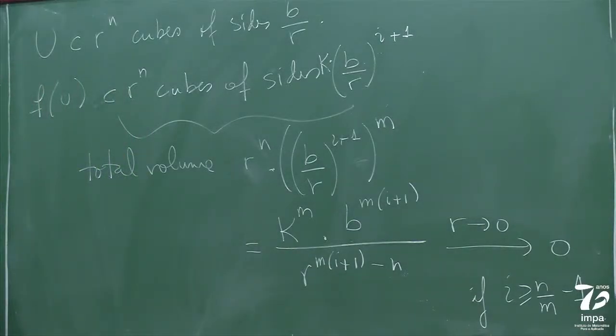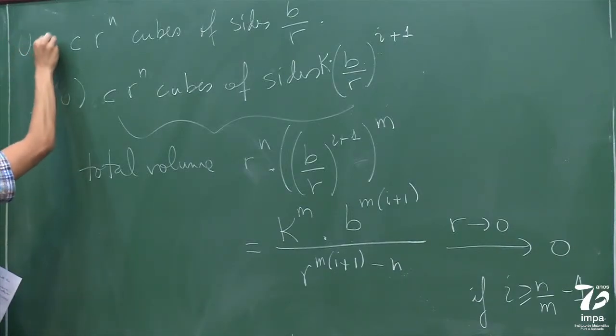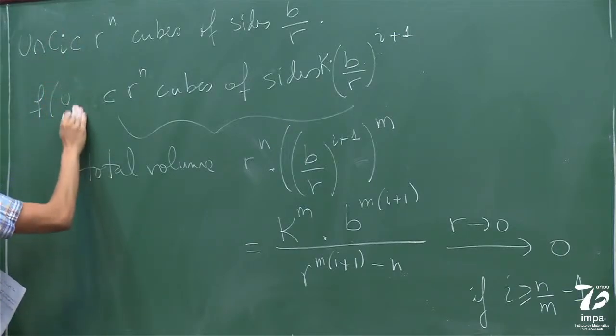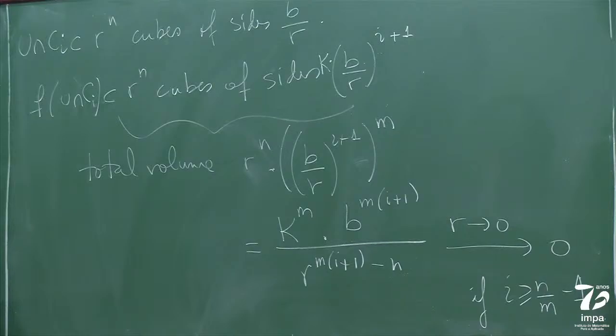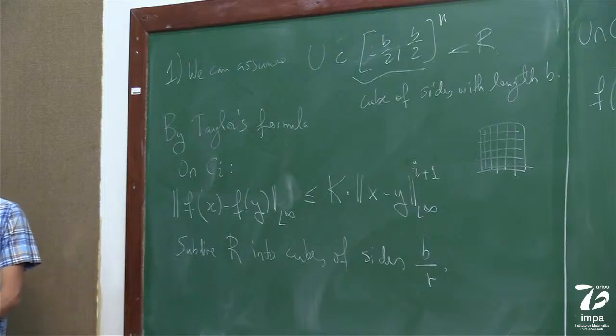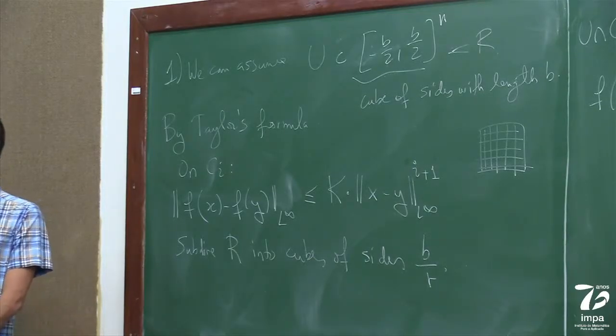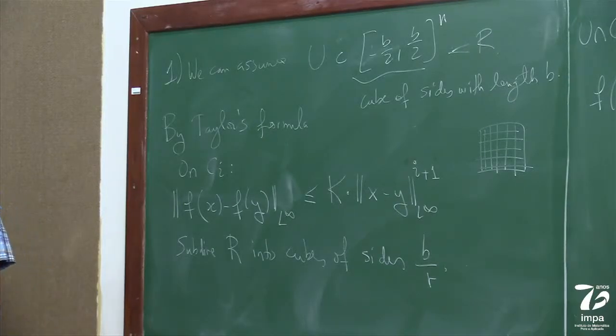Sorry, what I want to say is it's not all of U. It's U intersected with Ci, because I have to be on Ci to apply Taylor's inequality, Taylor's formula. Okay? Is this clear? Or are there any questions?